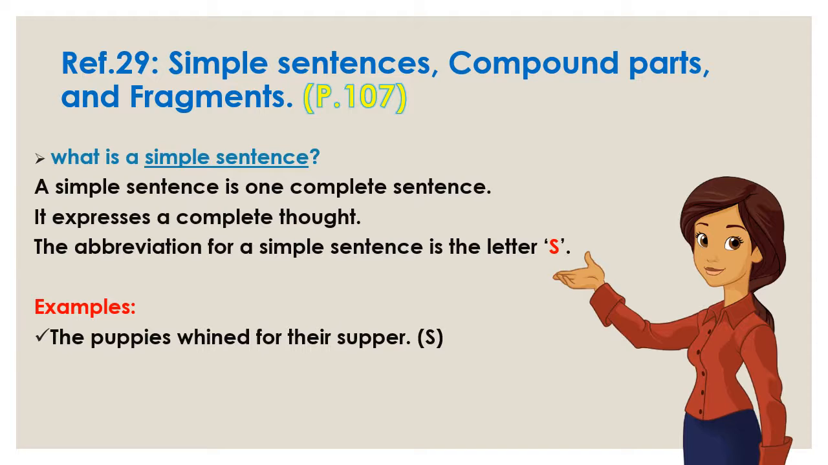When I understand this sentence, when it has a complete thought, it's going to be a complete sentence. And what do we call a complete sentence? A simple sentence. And what is the abbreviation of a simple sentence? Right here, the letter S. That's the abbreviation of a simple sentence. Now to the next example.